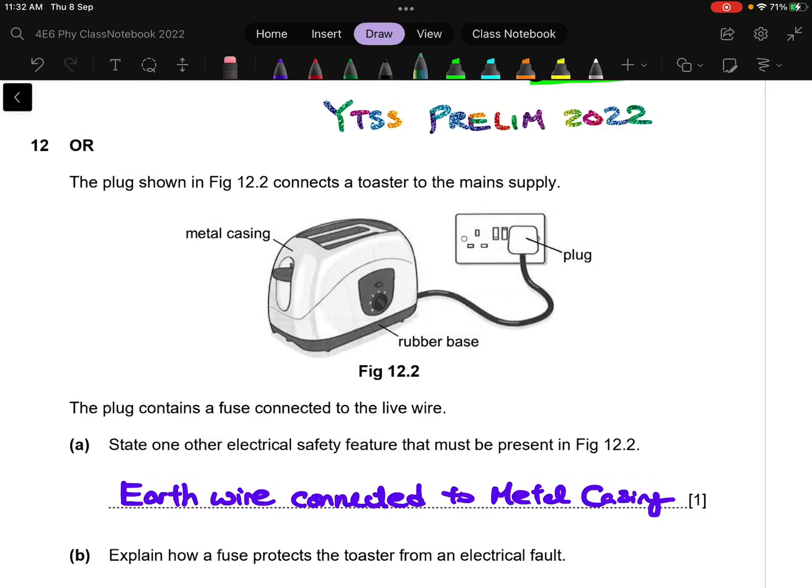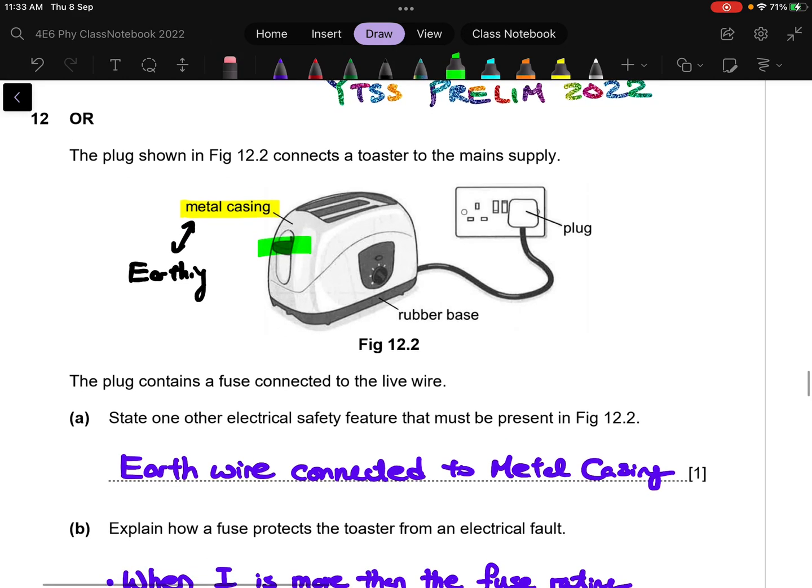In this video, I'm going to go through the YTSS Prelim 2022, the last question, question 12 Or. So this is the easier question among the two questions that you get to choose. So you have a toaster, and in the toaster, you will notice that it is metal casing. So once you see metal casing, automatically you should think of earthing, right? And you can see that the switch is also here.